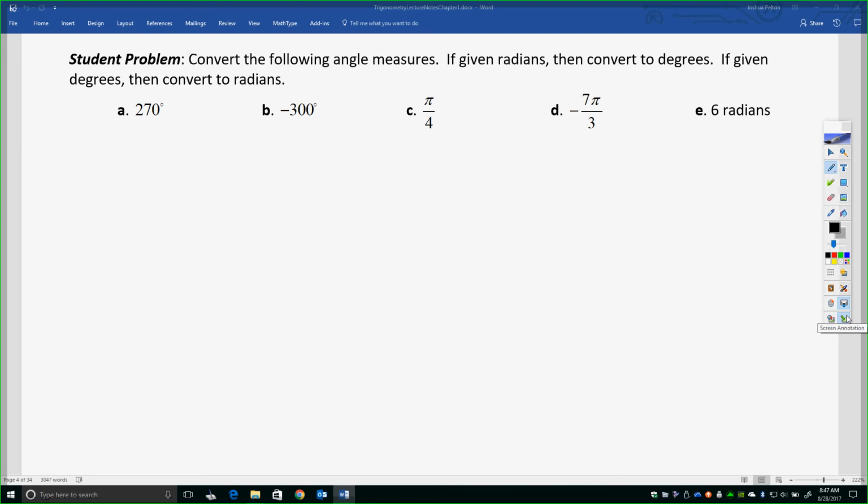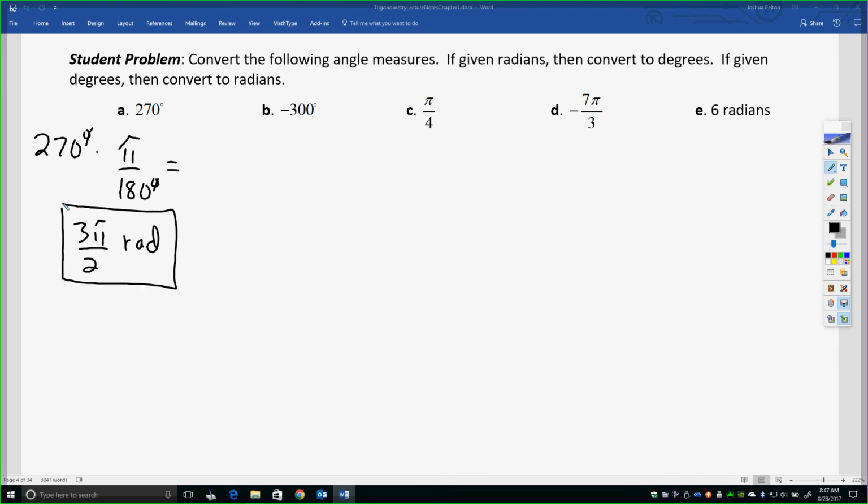Okay, let's try the student problems. So we have 270 degrees, and we want to get rid of degrees. That means the degrees need to go on bottom. So cancel, cancel, and that would give me 3 pi over 2 radians. Again, you don't need to label the radians if you don't want to. And negative 300 degrees. Again, we want to cancel degrees, so the 180 degrees goes on bottom. Cancel, cancel. So that would give me negative 5 pi over 3 radians.